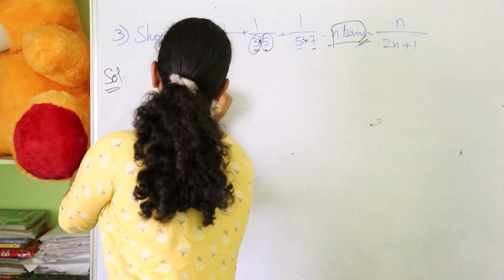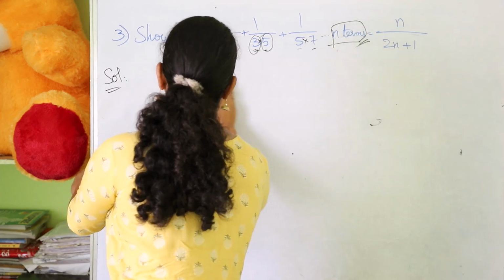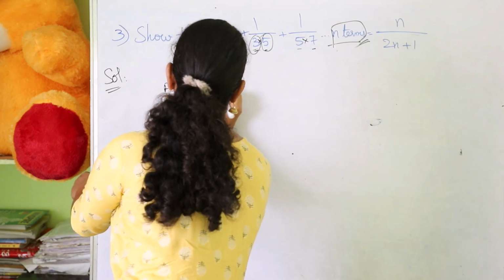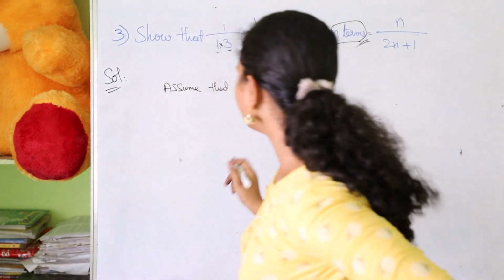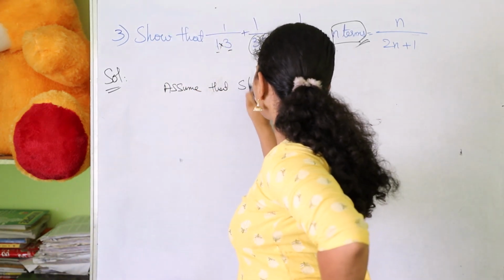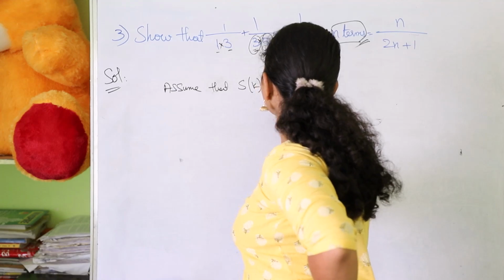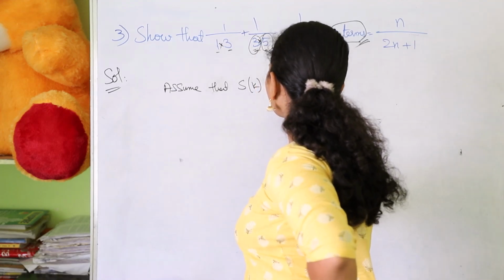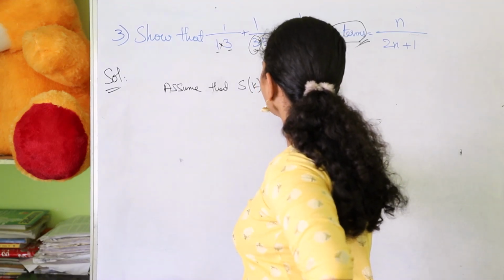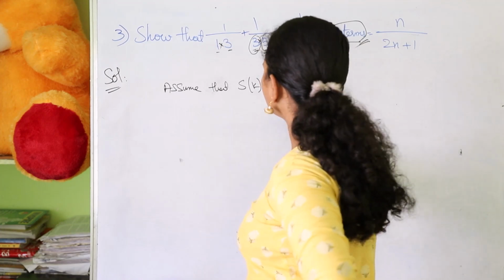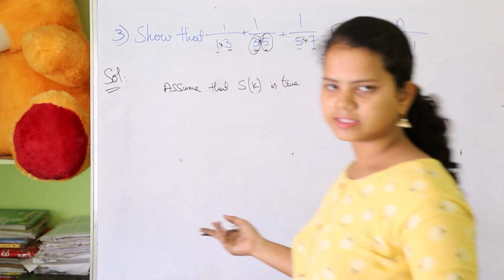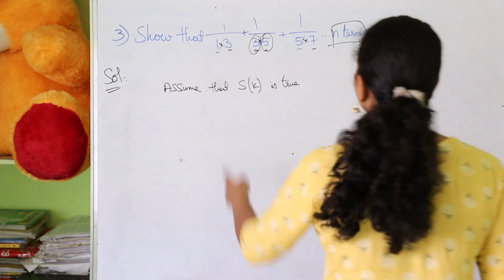What will you assume? You assume that S of k is true. Okay, if it's true, then what's the use? We are going to solve the sum. So assume that S of k is true.